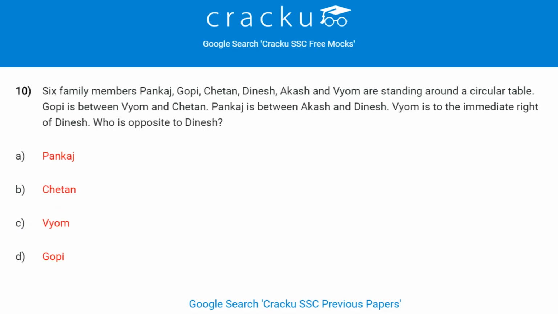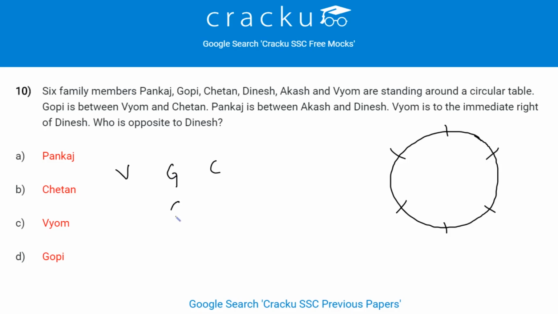Next question. 6 family members, Pankaj, Gopi, Chetan, Dinesh, Akash and Vyom are standing around a circular table. Let this be the circular table and all of them are facing the center. Gopi is between Vyom and Chetan. So it is given that Gopi is between Vyom and Chetan. It can be in this way or Chetan, Gopi, Vyom. Gopi is fixed in the center, and Vyom and Chetan either can be to the right of Gopi or to the left of Gopi.